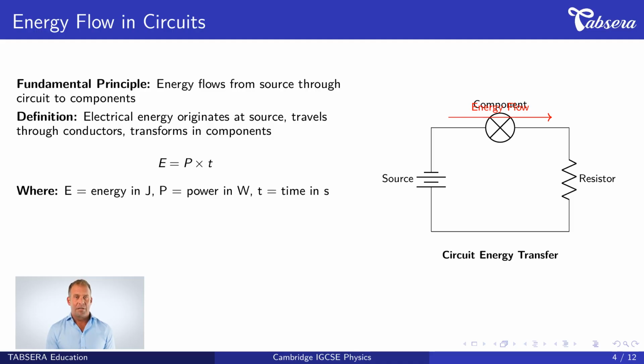Mathematically, we express energy as E equals P times T, where E represents energy measured in joules, P represents power measured in watts, and T represents time measured in seconds. The circuit diagram illustrates this flow. Energy starts at the source, flows through the circuit, and reaches each component. Notice how the arrow shows energy direction. This principle is fundamental because it explains how all electrical devices receive and use energy.